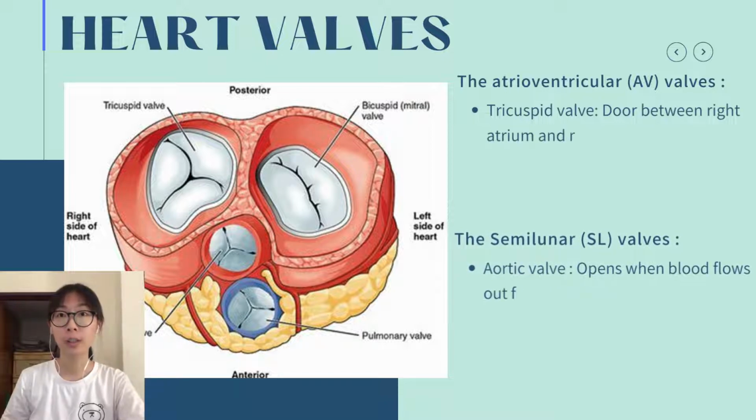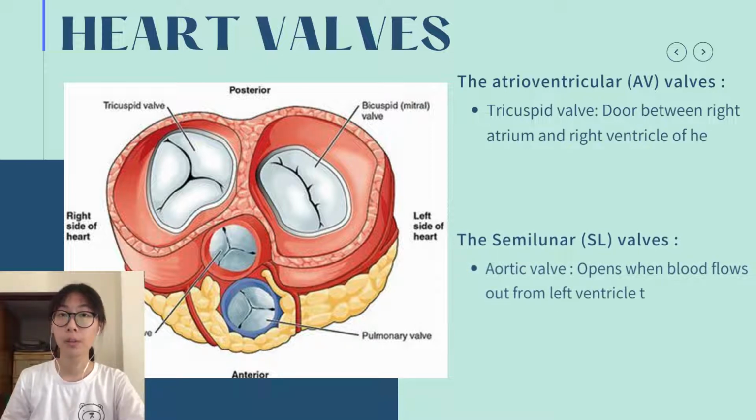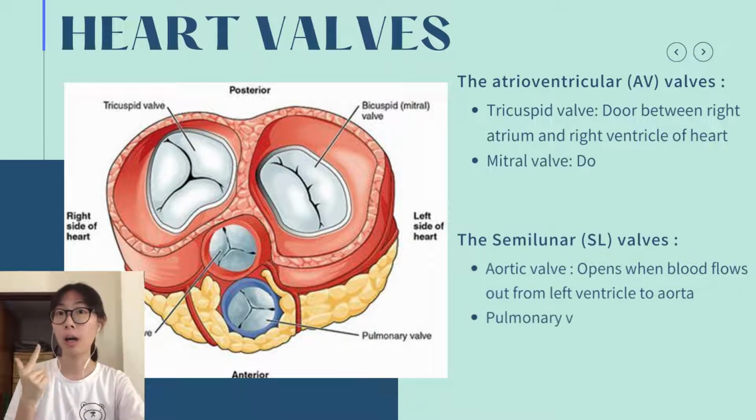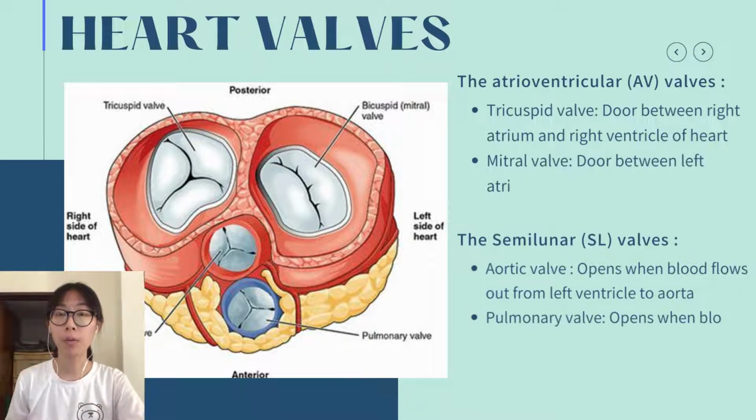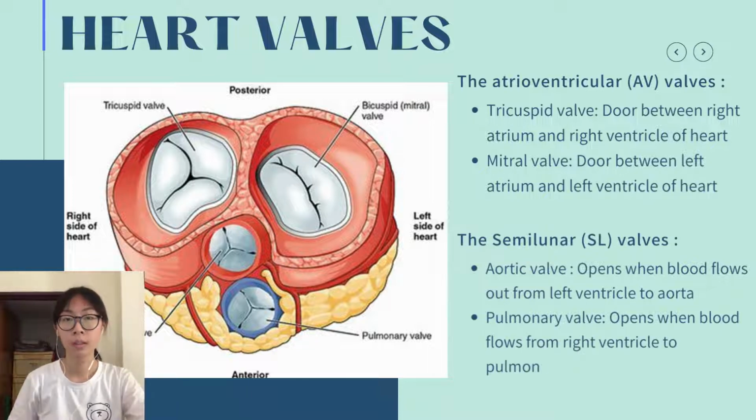Now we are going to proceed to the anatomy of the heart valves, which consist of semilunar valves and atrioventricular valves. Both of the valves open and close to allow the blood to flow in and out. The atrioventricular valves include the tricuspid valve and the mitral valve. The tricuspid valve is the door between the right atrium and the right ventricle of the heart. The mitral valve, also named the bicuspid valve, is the door between the left atrium and the left ventricle of the heart.